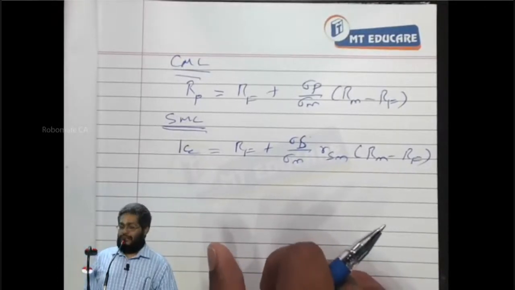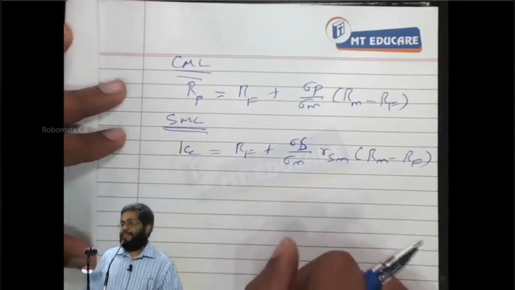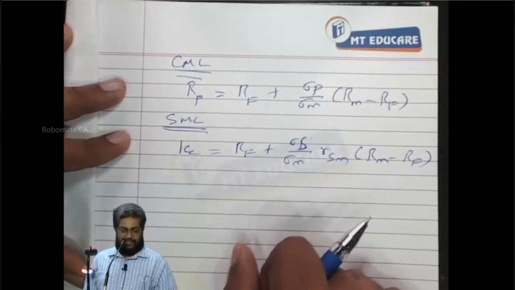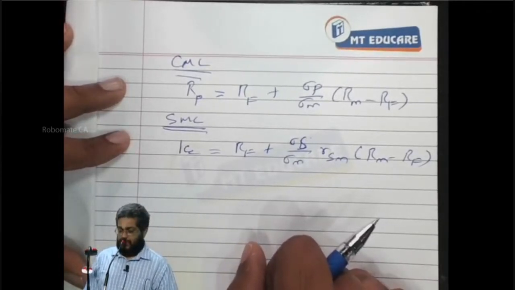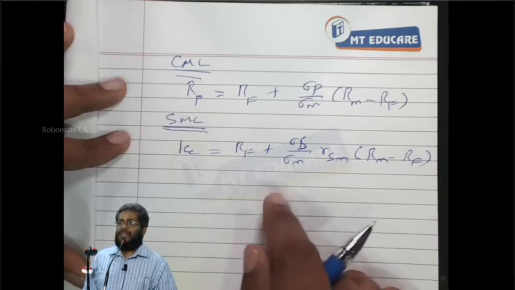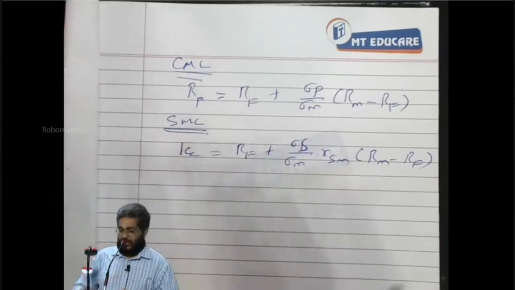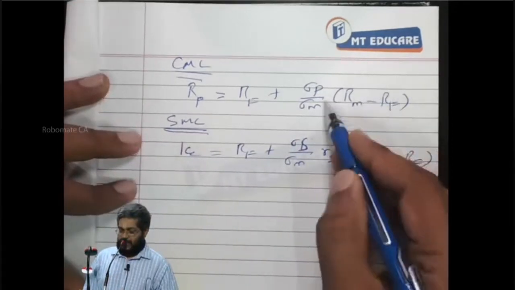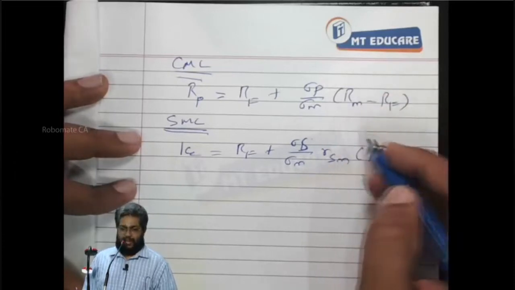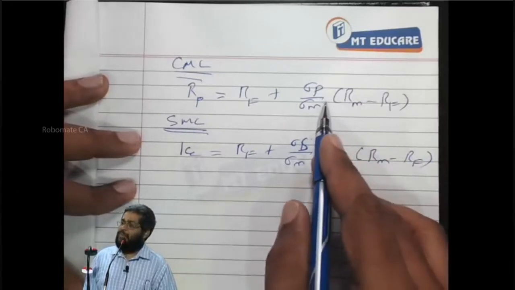Next, point B. In CML, the risk-averse investor asks the risk premium for. Ask the risk premium for what? The entire sigma P.